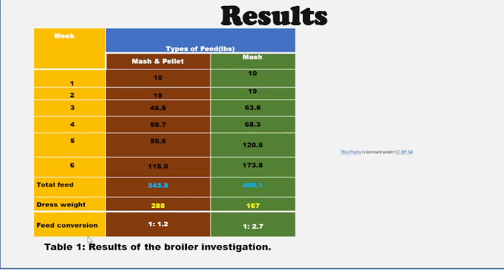Now we also want to look at our feed conversion ratio. How do we find our feed conversion ratio? We take our total amount of feed consumed and divide that by our dressed weight, which gives us our feed conversion ratio. So for this batch, they ate 1.2 pounds of feed to put on 1 pound of meat. And for this batch, they ate 2.7 pounds of feed to put on 1 pound of meat. So they ate more feed to put on 1 pound of meat.